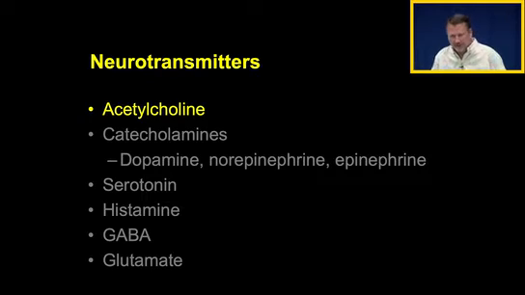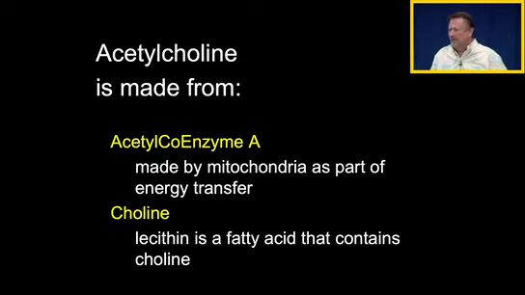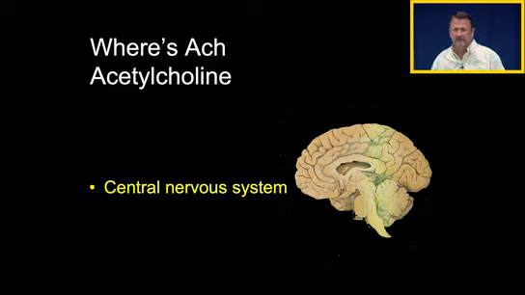But we're going to start with acetylcholine. Now, we talked about acetylcholine a little bit in 1.2 when we were talking about how a protease enzyme works, and so we talked about acetylcholinesterase breaking down acetylcholine into its parts, acetate and choline. And so to make acetylcholine, we start with acetyl coenzyme A. This is made by the mitochondria as part of the Krebs cycle system, and then choline comes from lecithin, which is a fatty acid. And your body takes these two things and makes acetylcholine.